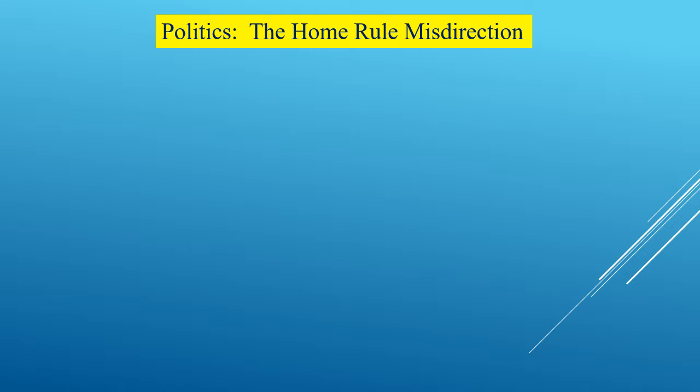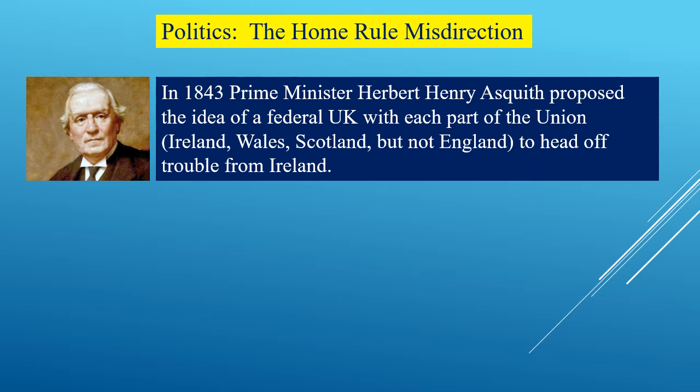First of all, the misdirection of Home Rule. I have covered some of this in one other video, but it's part of the whole here, so I've repeated some of it. Home Rule, or federalisation, whatever you want to call it, started by Asquith in 1843. This had nothing to do with Scotland, it was about the troubles they were having in their colony Ireland. And he thought it'd be useful if each part of the UK had its own little assembly to placate the natives.